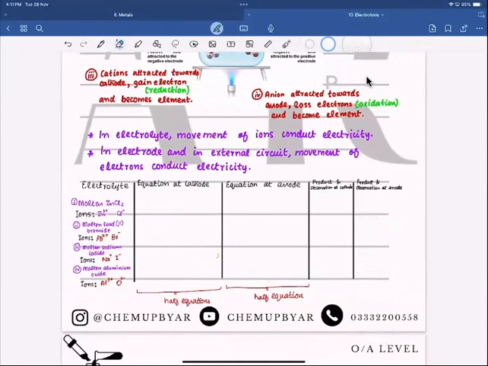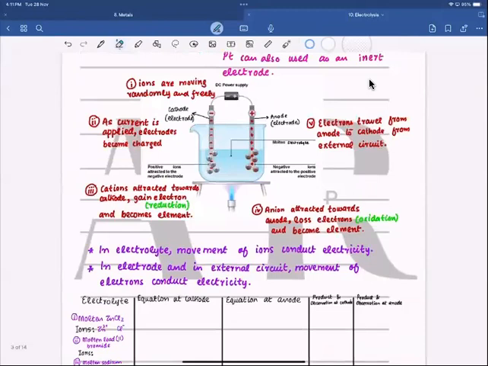Okay. One minute. Yes. External circuit. It means the electrons always move in this direction. The electrons move from anode to cathode. That we have written.